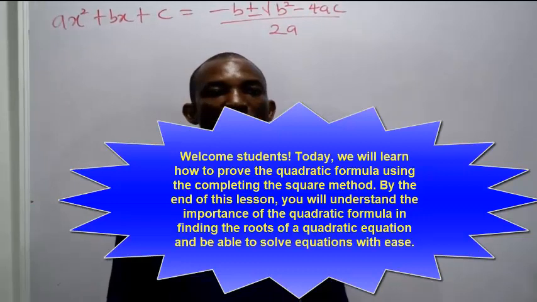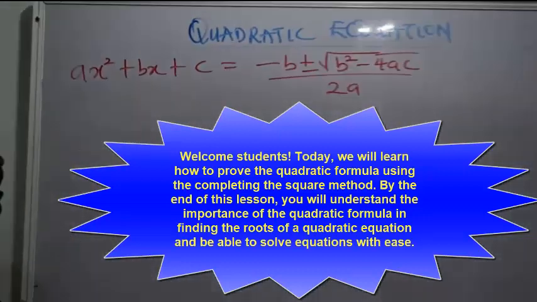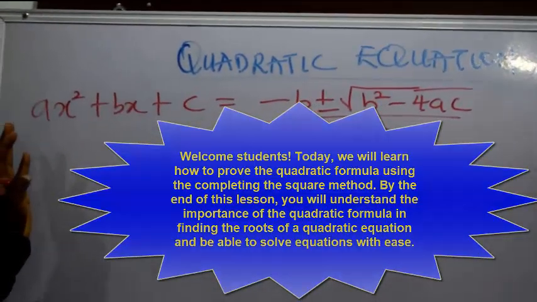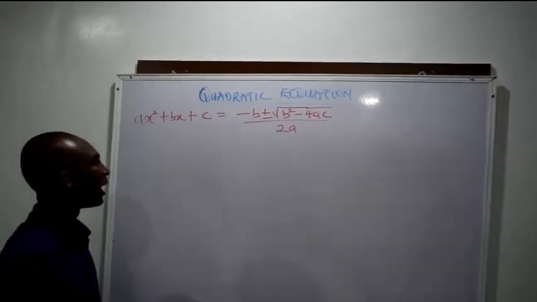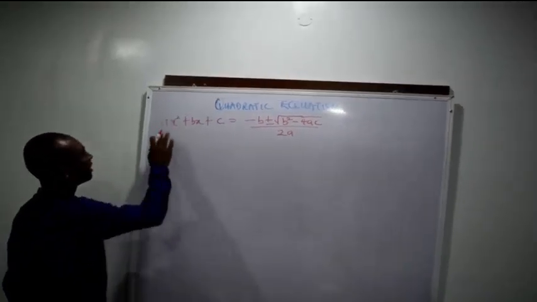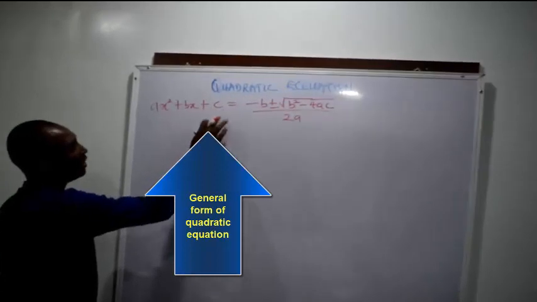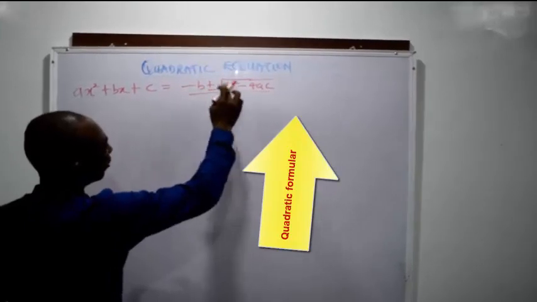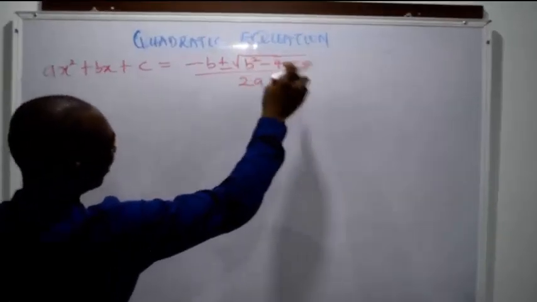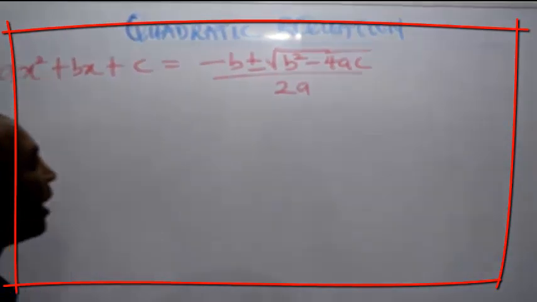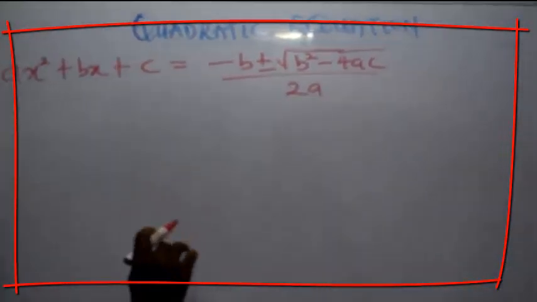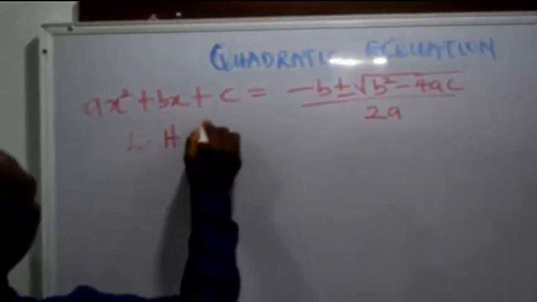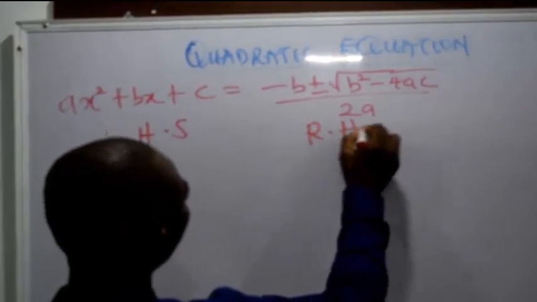Today, we want to work on quadratic equation and see how the general form of quadratic equation can lead to the quadratic formula. The general form of quadratic equation is ax squared plus bx plus c, and the quadratic formula says minus b plus or minus square root of b squared minus 4ac, everything over 2a. We want to use the completing the square method to derive this formula from left hand side to right hand side.